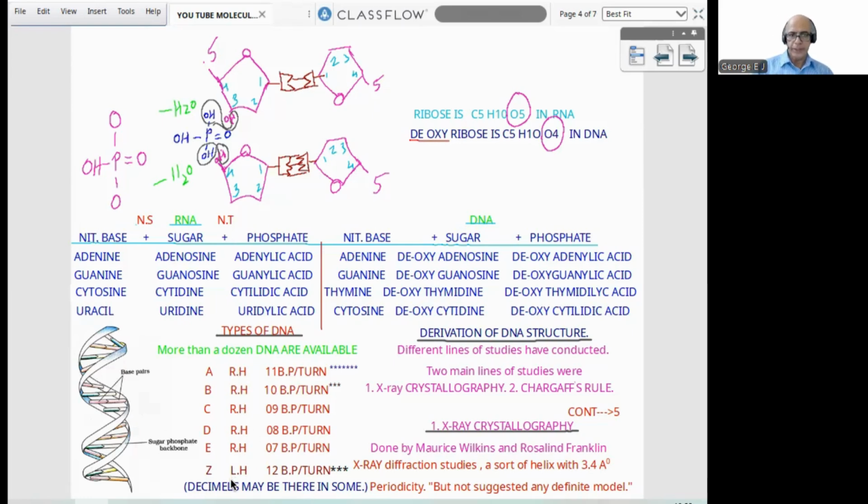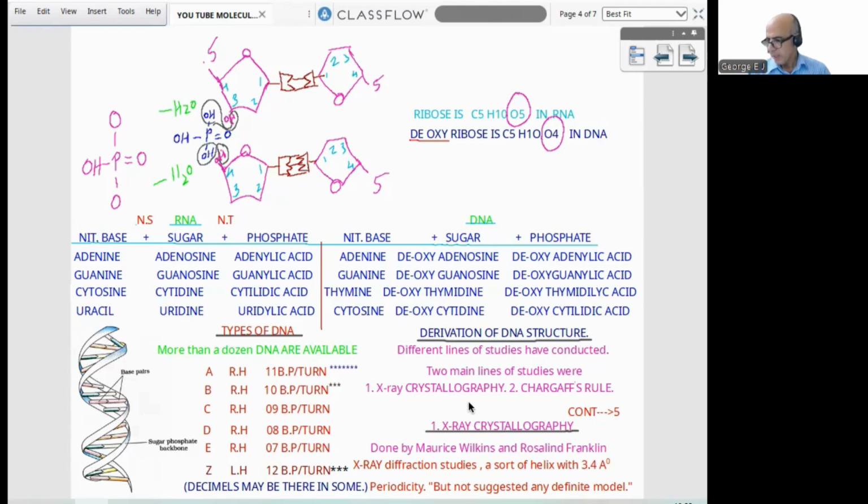See, all these are right-handed except Z. It is left-handed. And number of bases per turn: A, 11 base pair. B, that is Watson DNA, 10 base pair. C, 9 base pair. D, 8 base pair. E, 7 base pair. And Z is 12 base pair, and it is left-handed. And here remember, some decimals will also be there for each base pair. In some cases, decimals will be there.